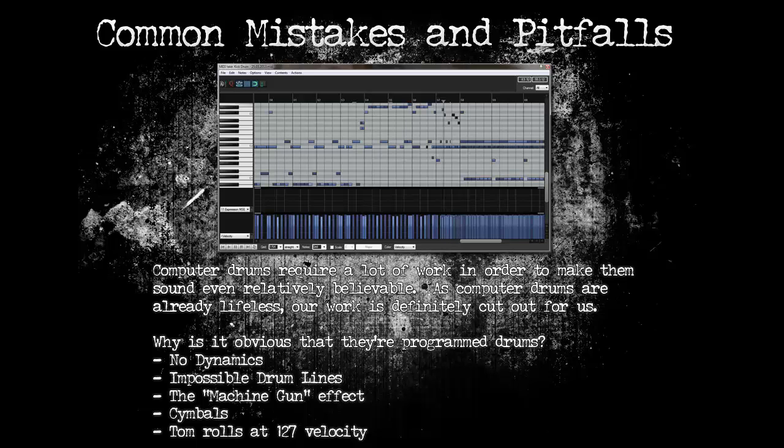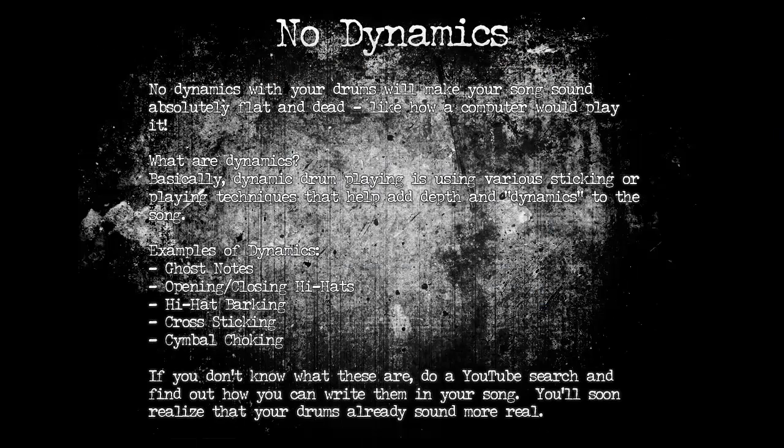So, with that, there are common things with programmed drums that make it absolutely obvious that they're programmed drums. And they are no dynamics, impossible drum lines, the machine gun effect, and cymbal and tom rolls, or really any other roll on the drum kit, when the velocity is all completely set at 127. So let's speak about dynamics. No dynamics with your drums will make your song sound absolutely flat and dead. As I said, how a computer would play it.